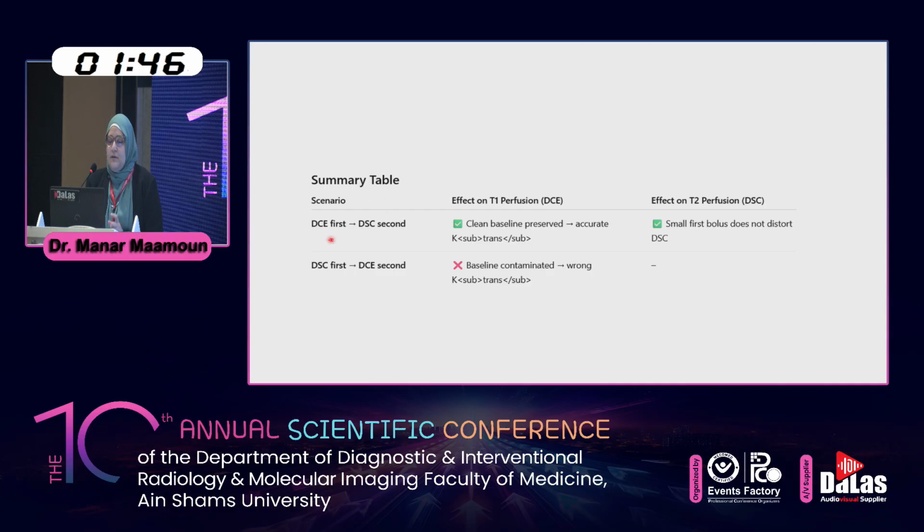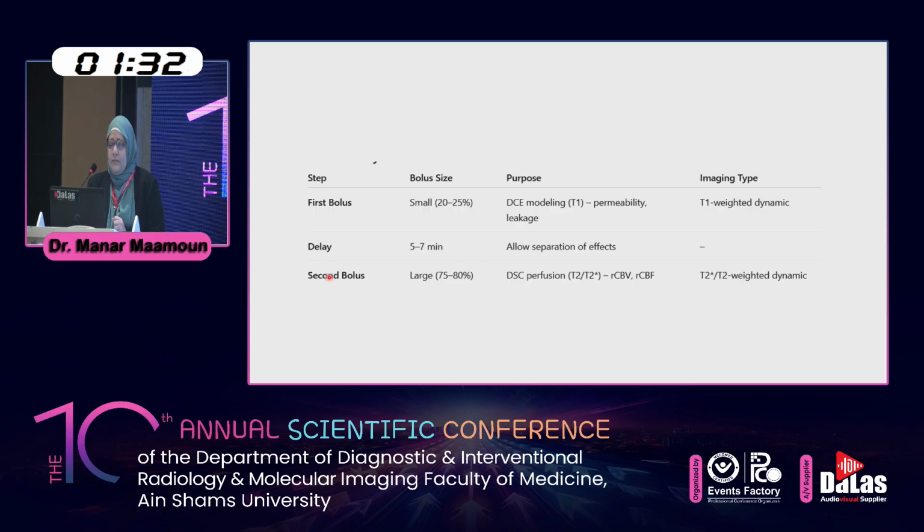Again, in summary, we start with the dynamic contrast enhancing technique, which is the T1 permeability, by injecting a quarter of the dose. Then we perform the dynamic susceptibility imaging with a delay of 5 to 7 minutes in between. We use this period to acquire other sequences that are not affected by contrast injection.